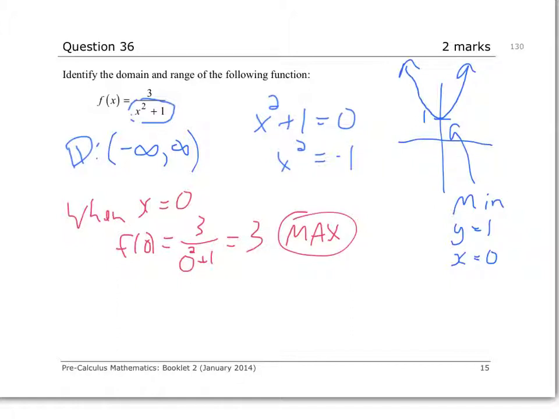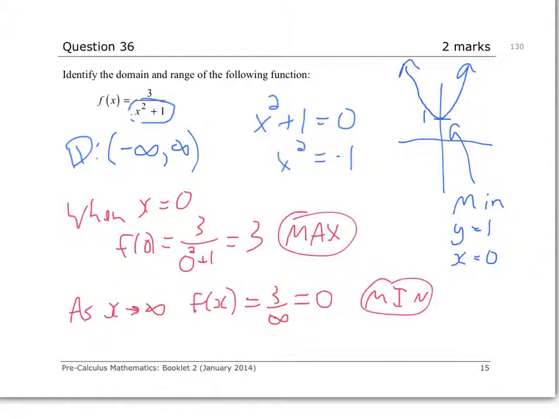And we can also think about what happens when x gets really, really big. As x gets really, really big, f of x, right? 3 divided by something really, really big. 3 divided by something really big goes to 0. So when it comes to our graph here, our minimum is 0 and our maximum is 3.